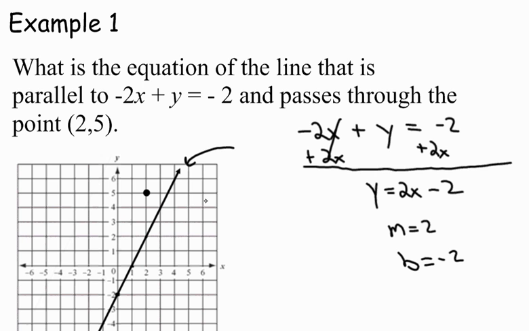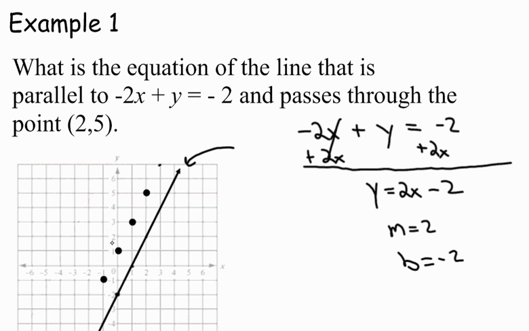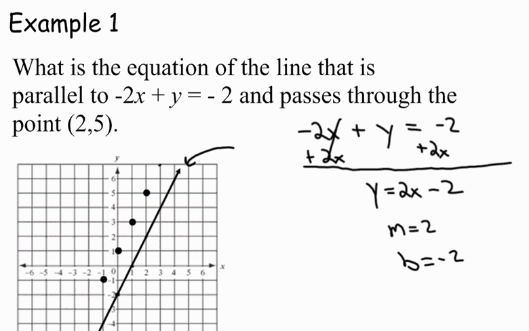So that line should have a slope of 2. It should have the same slope. And I know that it has to pass through this point, so I could just start graphing from here. I can go up 2 over 1, down 2 over 1 this way, and down 2 over 1 this way, and I can keep doing that, and I'm going to get a line that looks a little something like this. So there's my parallel line.